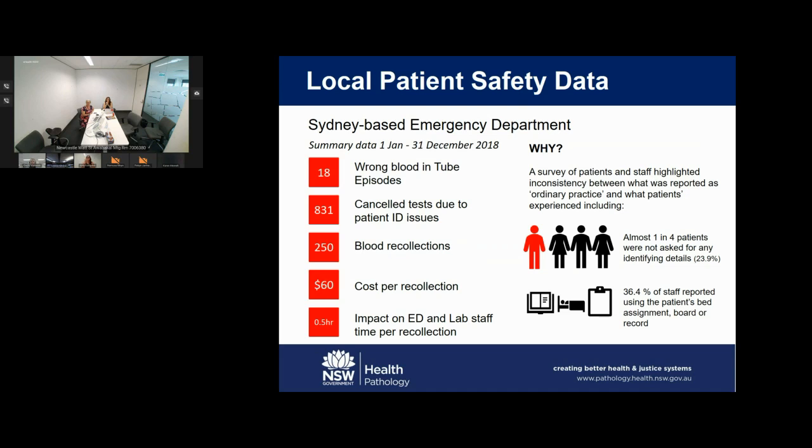And the patients made comments that often they were not asked to identify themselves. There were no identifying details in 1 in 4 patients. And 36% of staff reported using patient bed assignment boards or records rather than actually saying to the patient, what is your name? So it really highlighted that it's quite consistent locally as well as internationally, and you can see there that the cost for a recollection and the impact on ED and laboratory staff is quite considerable.